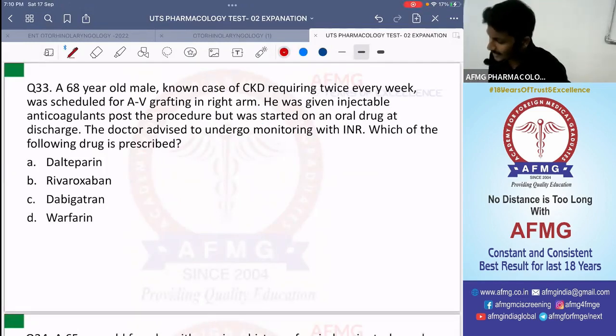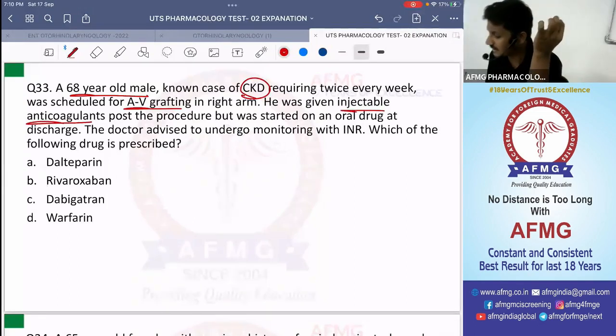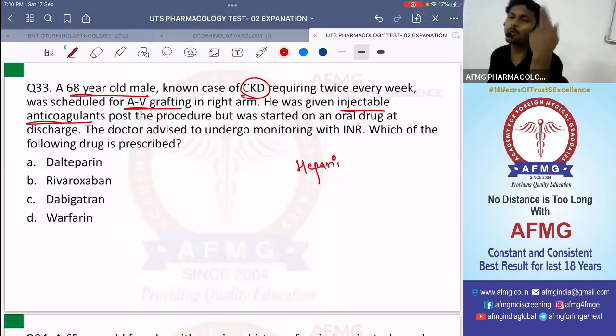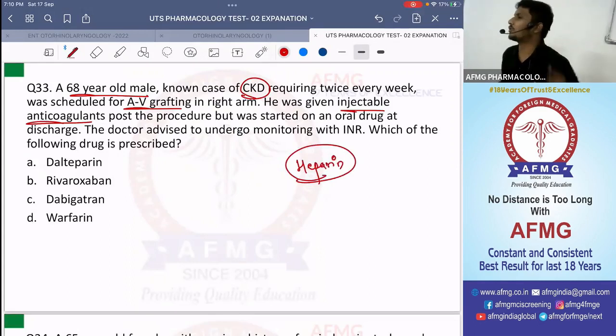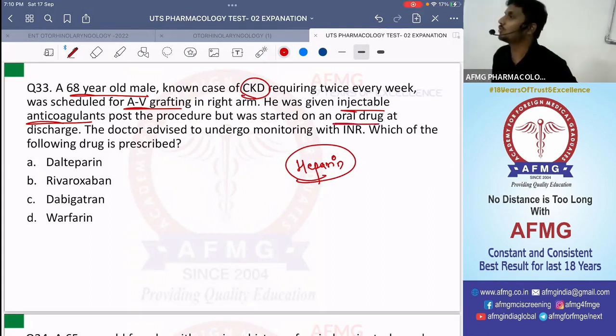Question number 33 now. A 68-year-old male, known case of chronic kidney disease, CKD, requiring twice every week dialysis, was scheduled for AV grafting in the right arm. He was given injectable anticoagulants post the procedure. Injectable anticoagulants which we generally give is nothing but heparin. Low molecular weight heparin is usually given, like enoxaparin, dalteparin, something like that, post the procedure, but was started on an oral drug at discharge.